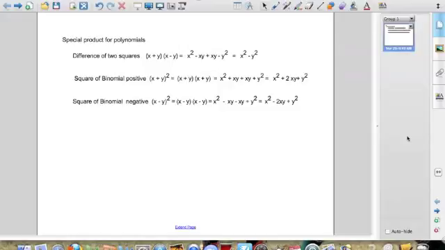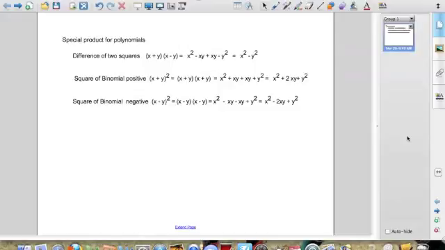The square of a binomial positive and the square of a binomial negative. x plus y squared. Now remember, when something is squared, it means multiply it by itself. So x plus y squared is just that, x plus y times x plus y. And you can see the final result is x squared plus 2xy plus y squared. So there's a pattern. Same thing with the square of a binomial negative: x minus y squared is x minus y times x minus y. This time your middle term is negative 2xy and your last term is plus y squared.